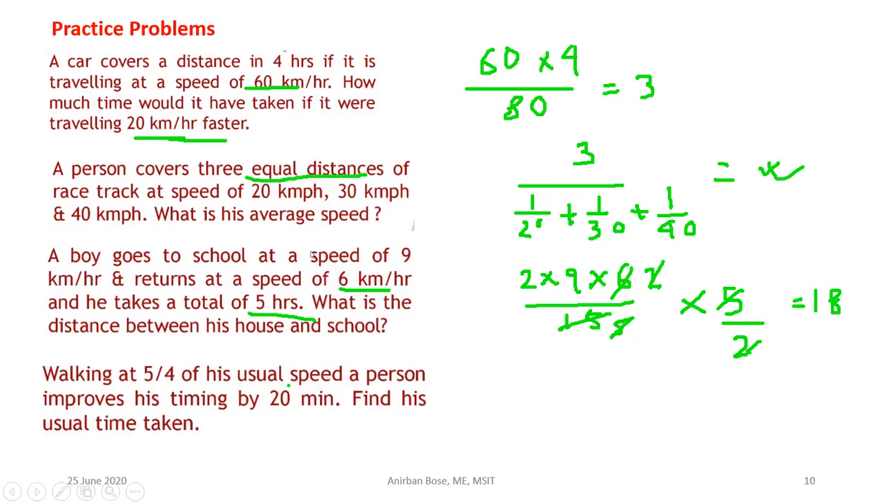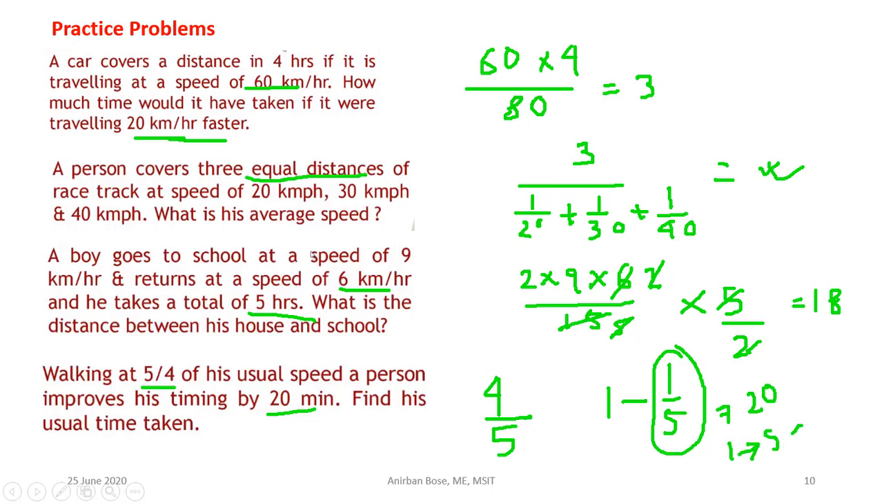Walking at 5 by 4 of his usual speed, a person improves his timing by 20 minutes. Okay, similar to that turtle problem we started with. So 5 by 4 of his usual speed means he is moving at a faster speed than usual. So obviously the time taken will be inversely proportional, that is, less. So for 5 by 4, the time taken will be just the reciprocal, 4 by 5. So 4 by 5 is how much less than the original time? That is 1 minus 4 by 5, which is 1 by 5. So this 1 by 5 corresponds to 20 minutes. So what is the total time? 1 corresponds to 5 into 20. So the time taken will be 100 minutes.